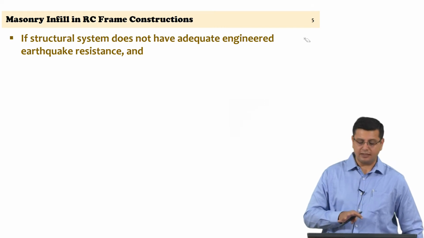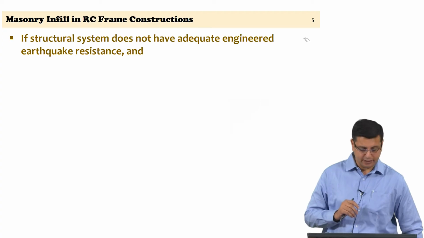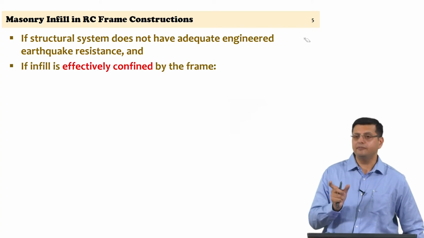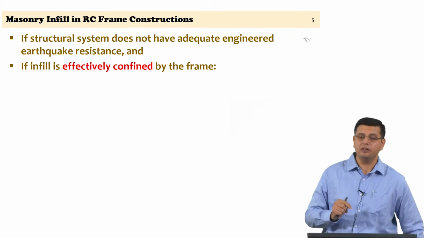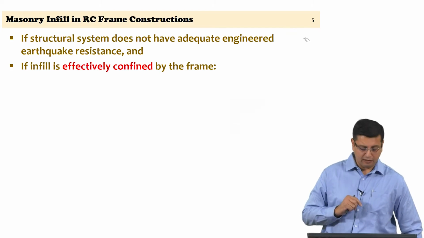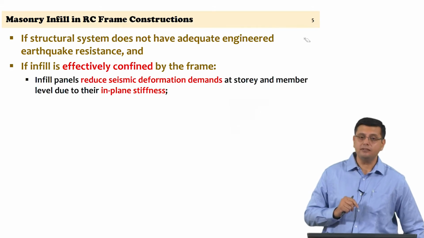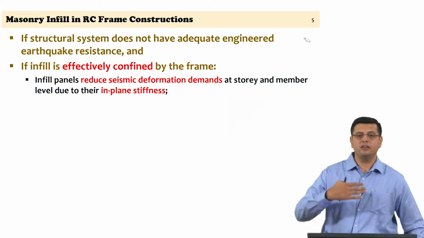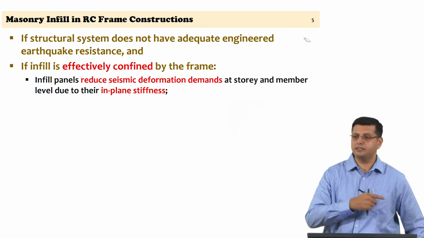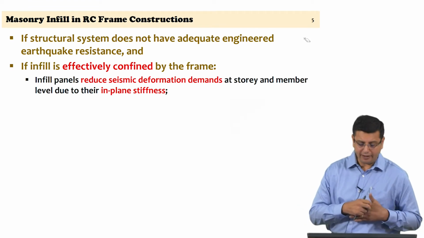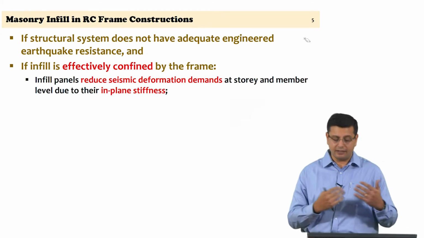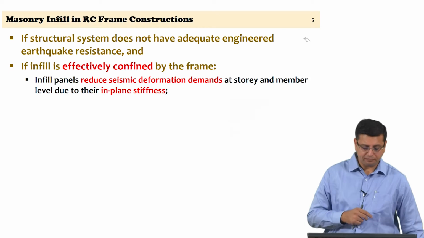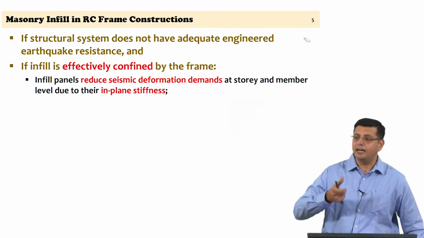So, let us assume a structure does not have the adequate engineered earthquake resistance, but if the infill panel is well confined within the frame, then you could actually have a beneficial effect coming from the infill and frame interaction. So, the infill panel, as I said, is basically an in-plane shear wall considered in the in-plane direction. This has significant stiffness in comparison to the bare frame, and therefore, the infill panel can actually reduce the seismic deformations, the lateral deformation demands at the story and member because of their large in-plane stiffness.